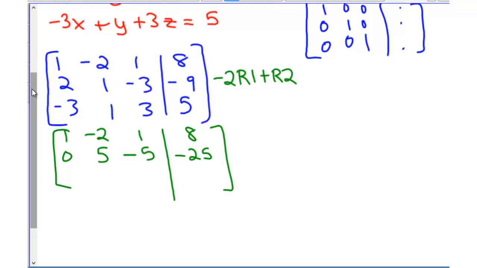And I'm going to go ahead and get the 0 in the third row as well, so I don't have to rewrite my matrix a whole other time. Here, instead of subtracting something, it'd be helpful if we added 3. So we're going to do 3 times row 1, and we're going to add it to row 3. So we go through and do 3 times 1 is 3, minus 3 is 0. 3 times negative 2 is negative 6, plus 1 is 5. 3 times 1 is 3, plus 3 is 6. 3 times 8 is 24, plus 5 is 29.